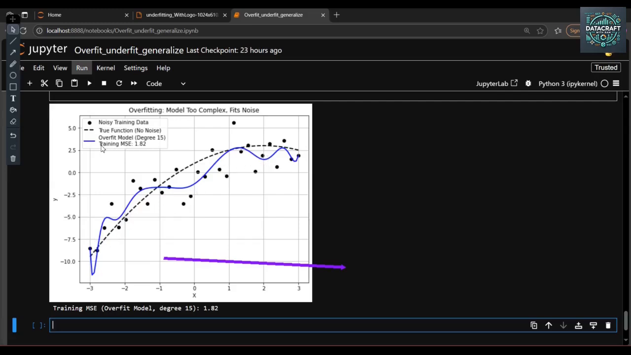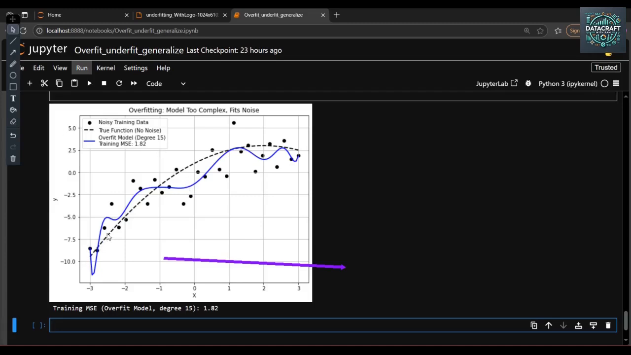Here you can see the training mean absolute error is 1.82 and the degree is 15, and the true function has no noise, it's okay. But you can see this blue line is passing through all the training data set. So it fits the noise in the data, not just the true underlying curve. Again I am repeating, it fits the noise in the data, not just the true underlying curve. This is why there is an extremely low training error but poor ability to predict new data.